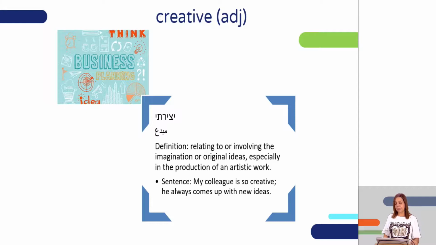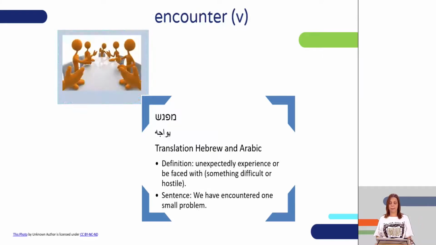We have a sentence here. My colleague is so creative. Why? He always comes up with new ideas. So creative people come up with their original ideas, and they are usually using their imagination and their mind.